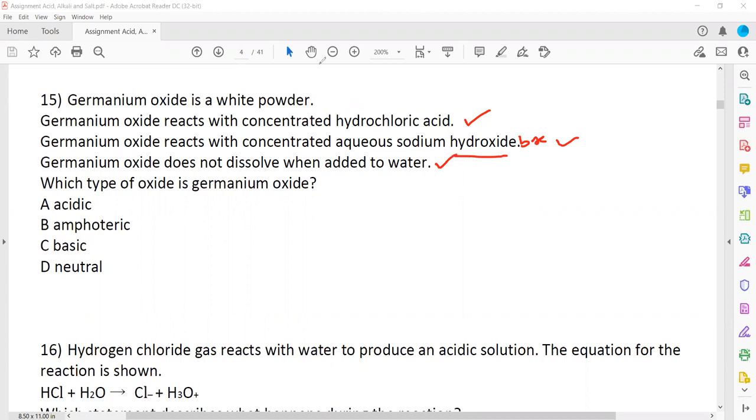What kind of oxide is this? The oxide which can react with acid, which can react with base and does not dissolve in water. What we call that is an amphoteric oxide. So the term amphoteric oxide refers to that it can react with both acid and alkali. These are the characteristics of amphoteric oxides.